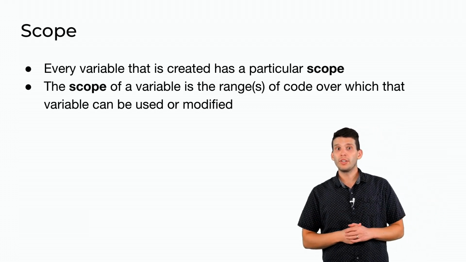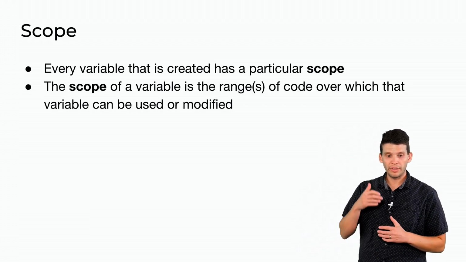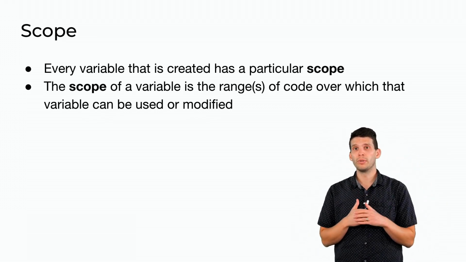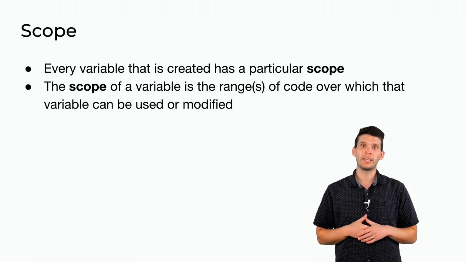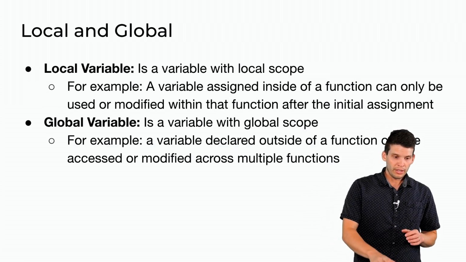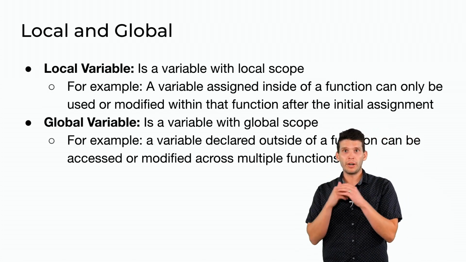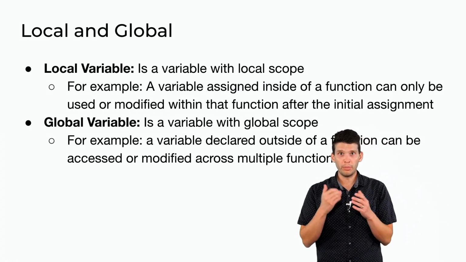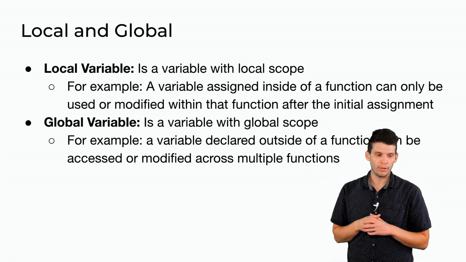Hi everyone, in this video I'm going to talk about scope. So the scope of a variable basically refers to the range of code over which a variable can be used or can be accessed. Now, for the purposes of where we are at in this class right now, you can kind of categorize the scope of variables into two general categories.